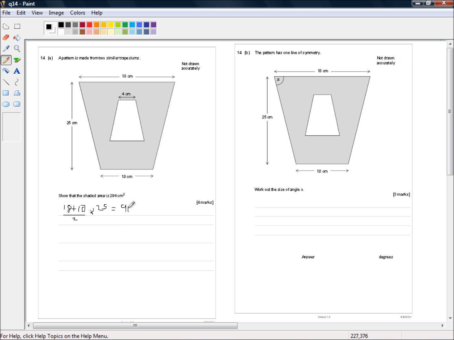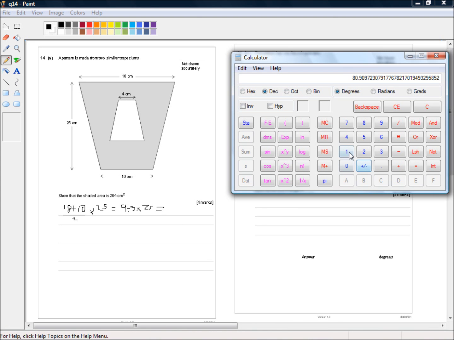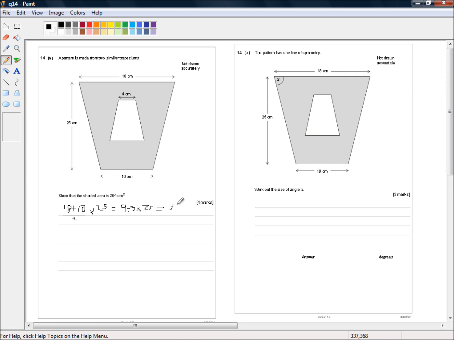9 plus 5 times 25, which is equal to 14 times 25. In fact, I will use a calculator for that. 14 times 25, 350. So the area of this whole shape is 350 centimeters squared.